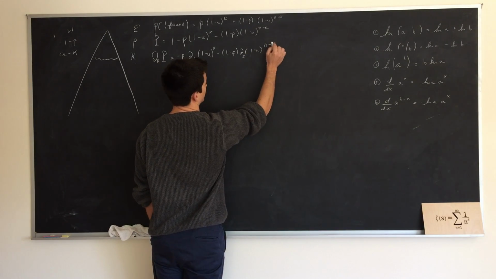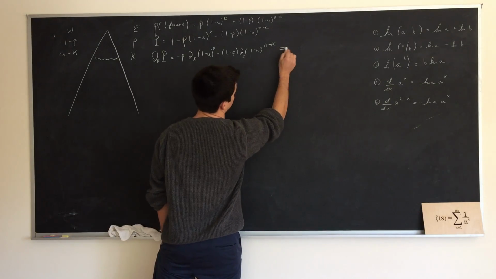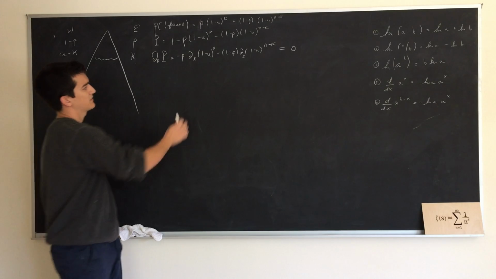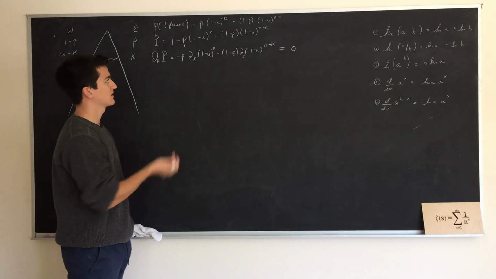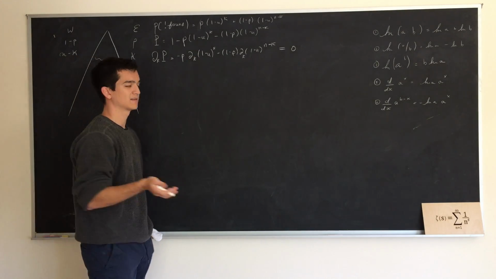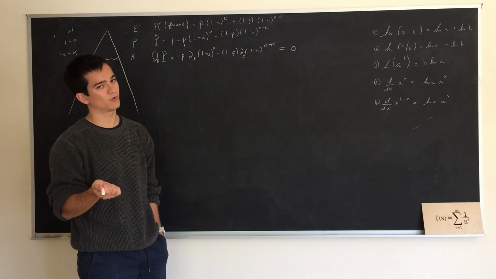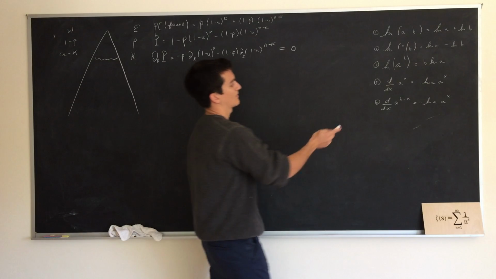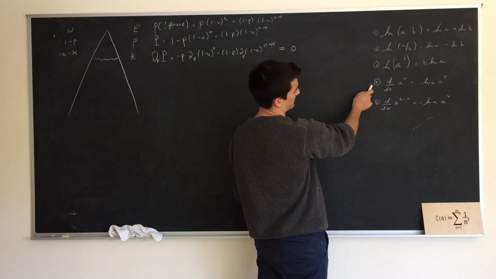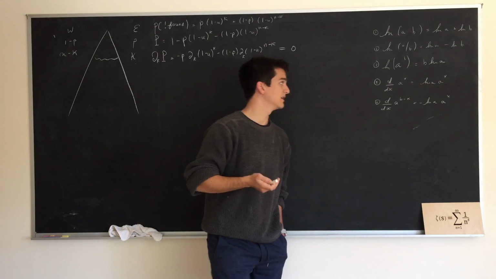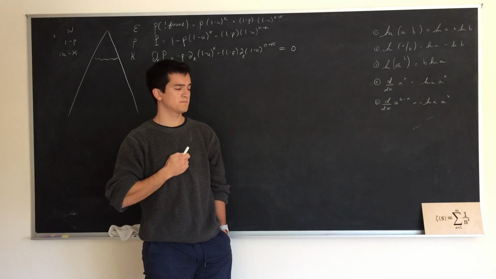Setting this equal to 0. Okay. Now, the derivative of this exponential, a constant to the power of x, the derivative with respect to x of a to the x, there's a rule for that, and it's right here, number 4. The derivative of a to the x is natural log of a times a to the x again.